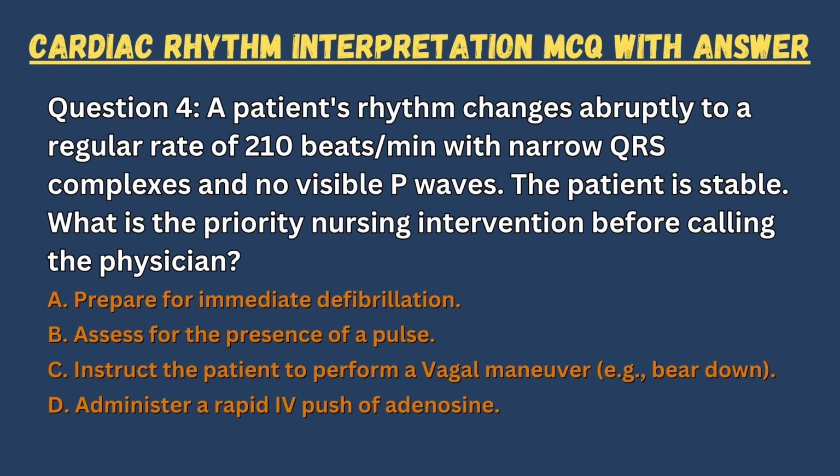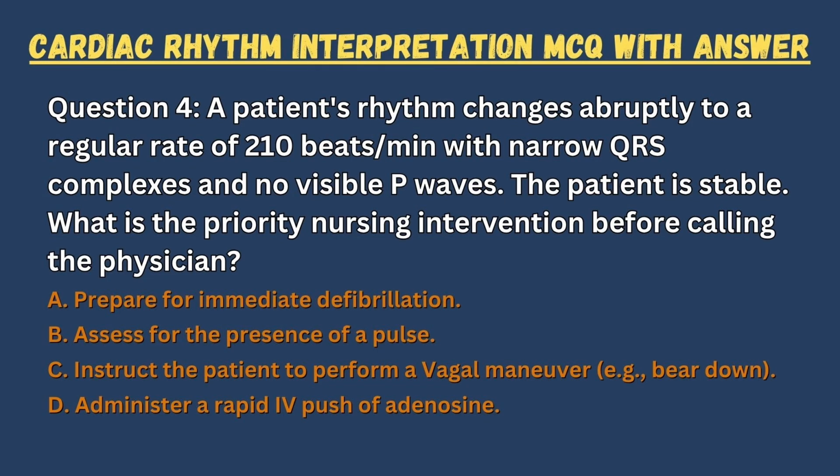Question 4. A patient's rhythm changes abruptly to a regular rate of 210 beats per minute with narrow QRS complexes and no visible P waves. The patient is stable. What is the priority nursing intervention before calling the physician?